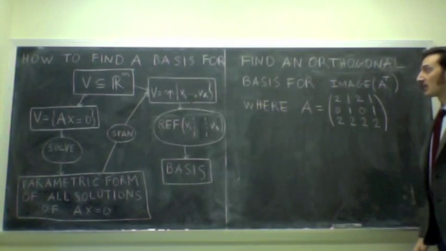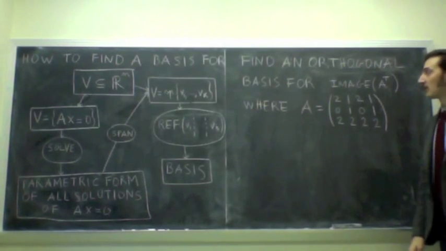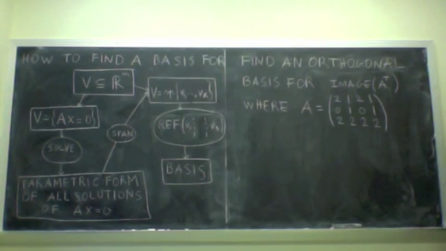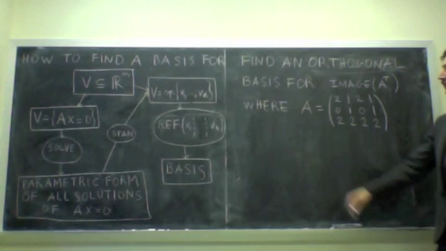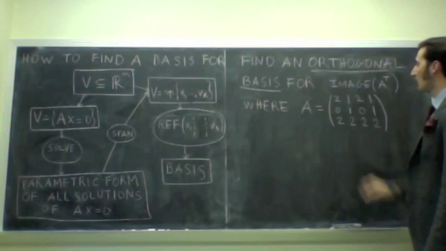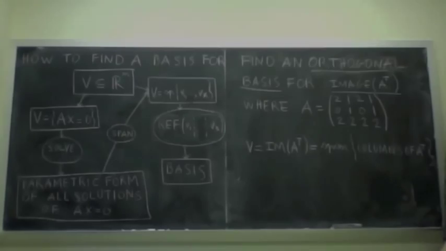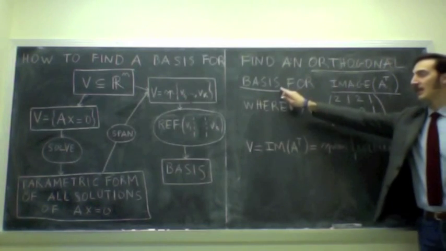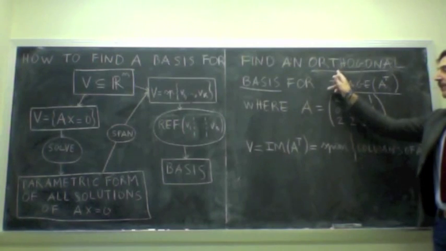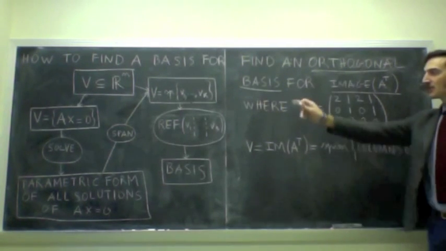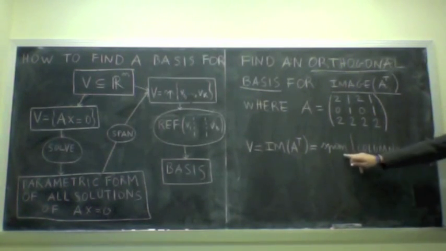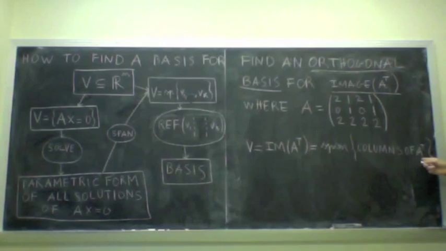Let's see now another example. You are required to find an orthogonal basis for the image of A transpose, where A is this matrix. So the exercise requires you to find a basis which is orthogonal for the image of A transpose. Since we have to find a basis, we want to call the previous procedure. Once we have the basis, we will apply Gram-Schmidt. The vector space in this case is the image of A transpose, which means that it is the span of the columns of the transpose of A.